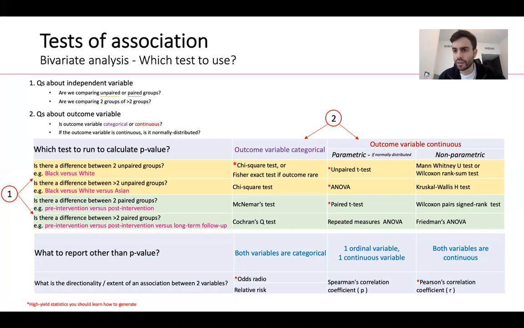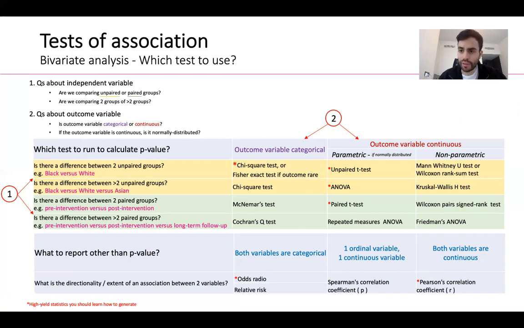The second thing you want to consider is the type of data documented by your outcome variable. Is your outcome variable categorical or is it continuous? Additionally, if your outcome variable is continuous, you need to determine whether that is normally distributed in your cohort of patients, because that'll determine whether you need to run a parametric test of association, such as an unpaired t-test or an ANOVA, versus a non-parametric test.